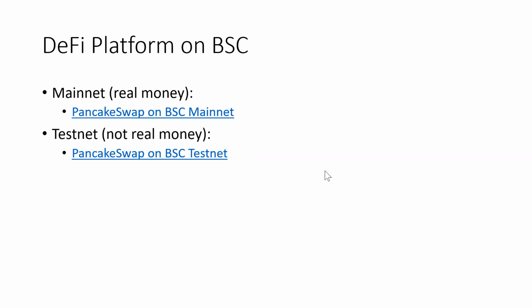So let's talk about the decentralized exchange platform. On Ethereum, Ethereum also has its own DeFi decentralized exchange platform, which is called Uniswap. Because here we mainly talk about BSC, we are going to talk about the major DeFi platform used on BSC. For the mainnet, here it is Pancake Swap, used on BSC mainnet.